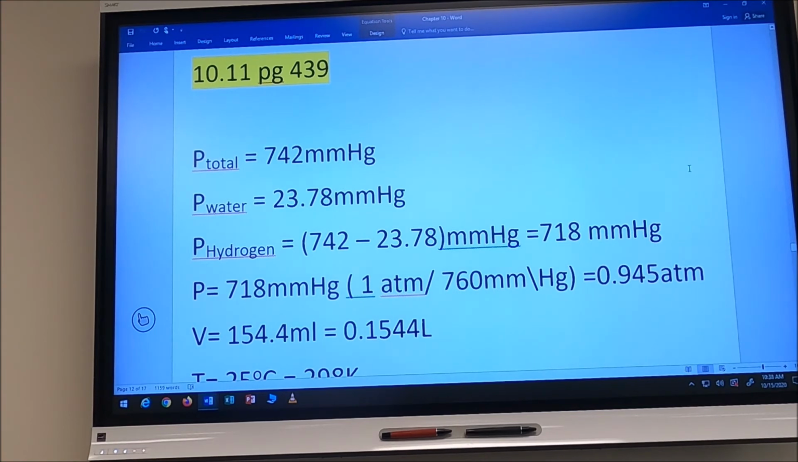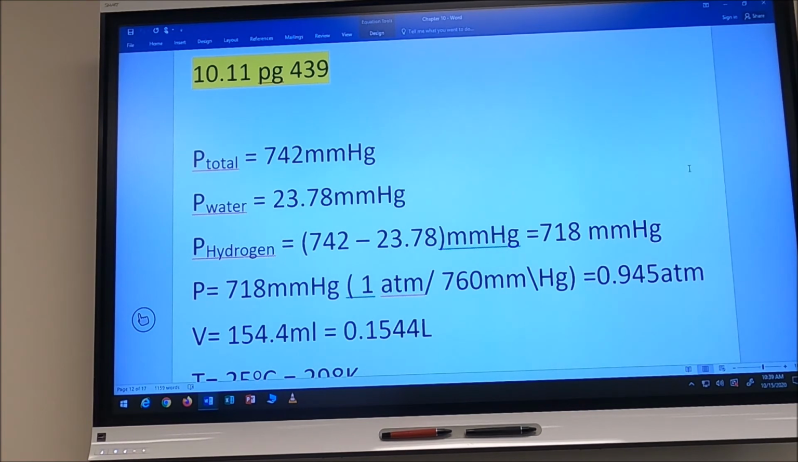Now, in problem 10.11, it says a common way to make hydrogen gas in a laboratory is to place a metal such as zinc in hydrochloric acid. The hydrochloric acid reacts with the metal to produce hydrogen gas, which is then collected over water. Suppose a student carries out this reaction and collects a total of 154.4 milliliters of gas at a pressure of 742 millimeters of mercury at a temperature of 25 degrees C. What mass of hydrogen gas in milligrams does the student collect?